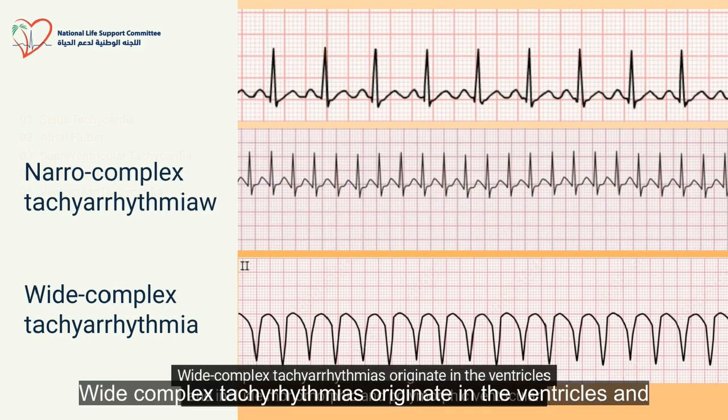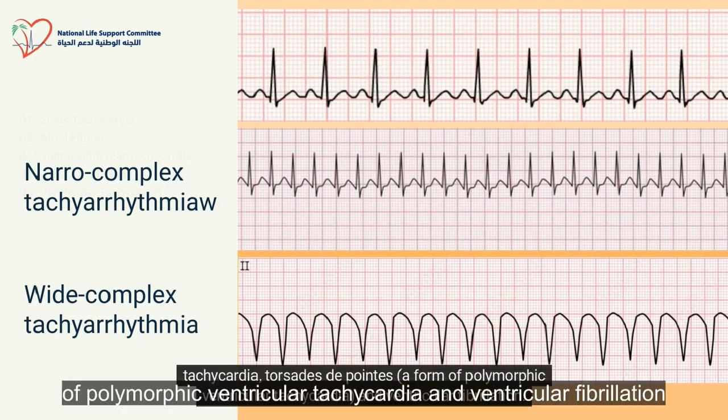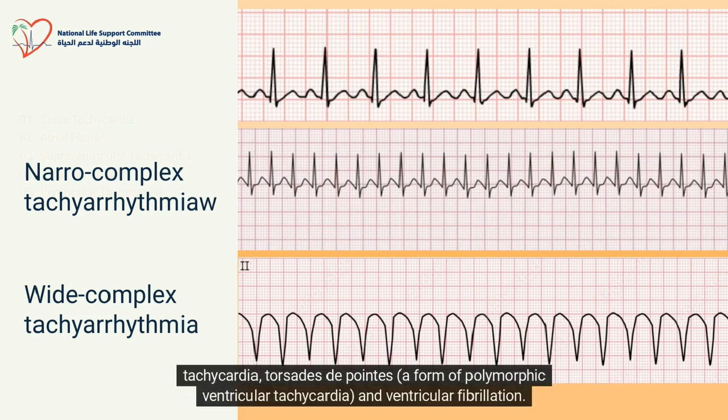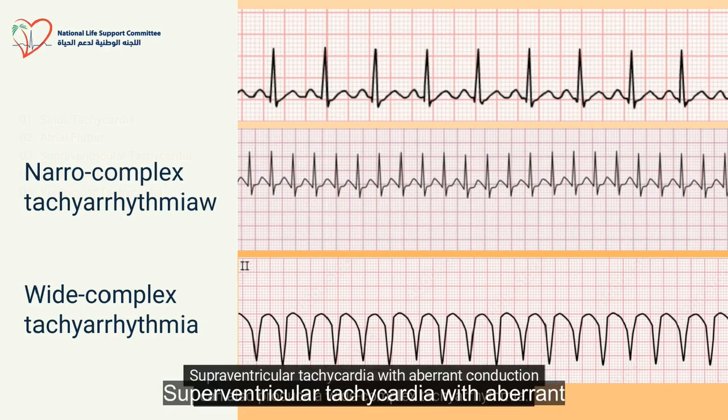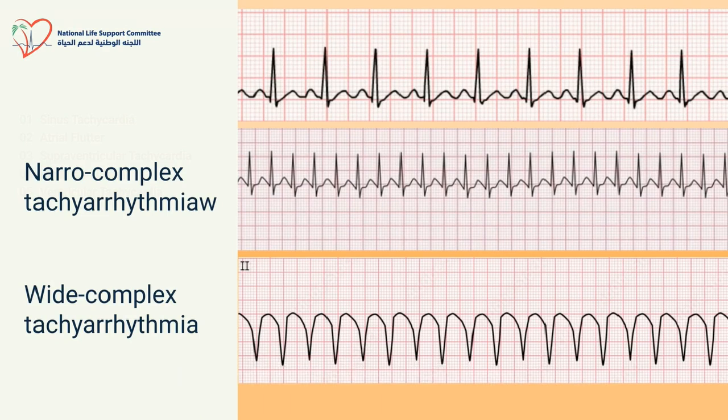Wide complex tachyarrhythmias originate in the ventricles and include monomorphic and polymorphic ventricular tachycardia, torsades de pointes, a form of polymorphic ventricular tachycardia, and ventricular fibrillation. Supraventricular tachycardia with aberrant conduction can also produce a wide complex tachyarrhythmia.